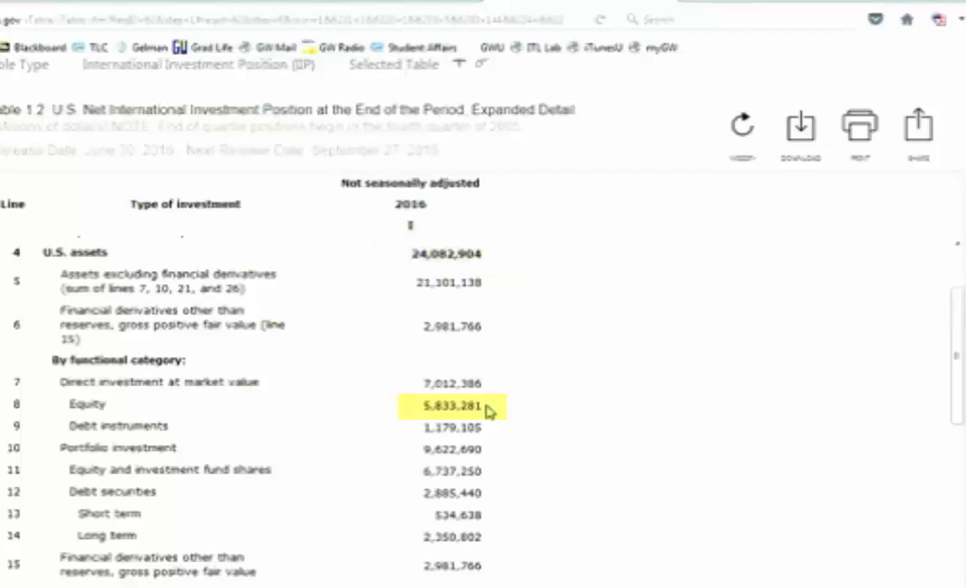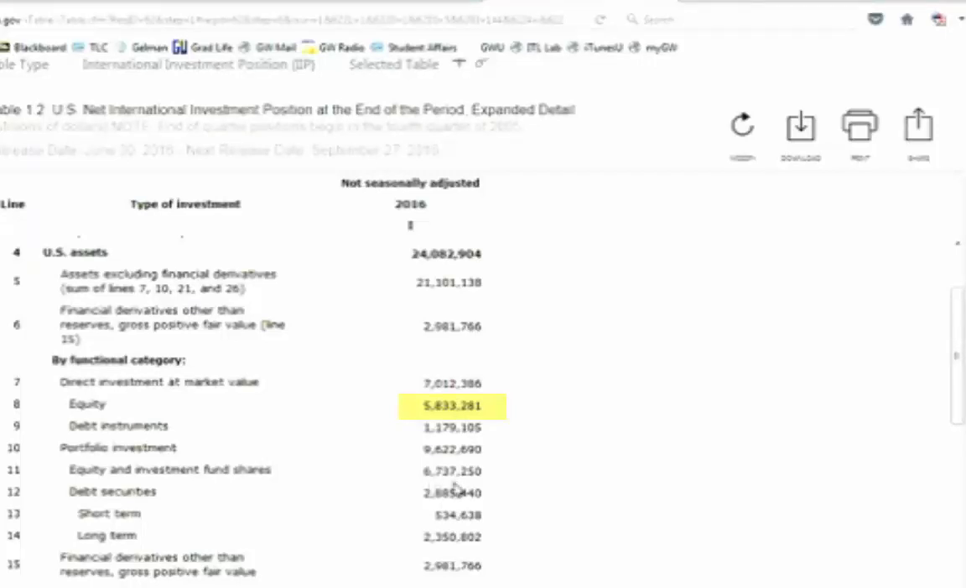Equity is ownership shares. So that's ownership of firms by U.S. nationals, owning firms at least 10% in value or more. That gives them a controlling stake in the company, and that's what you need in order to be classified in the direct investment category. It amounted to $5.8 trillion worth of equities that were purchased, or are being held, I should say, by U.S. nationals abroad as complete or direct investment ownership.